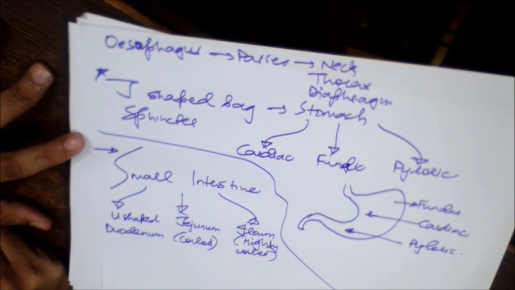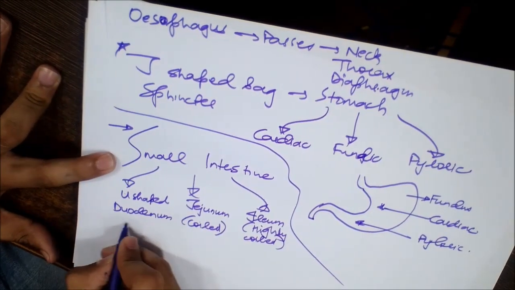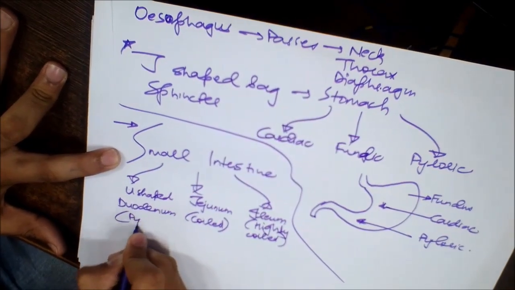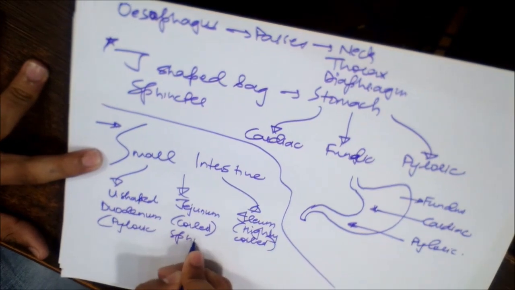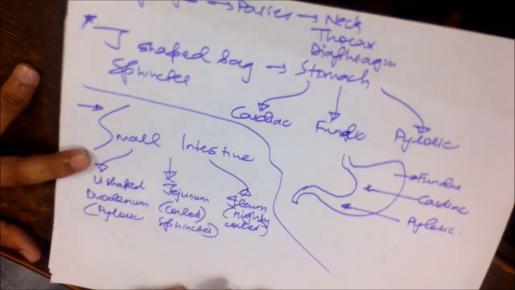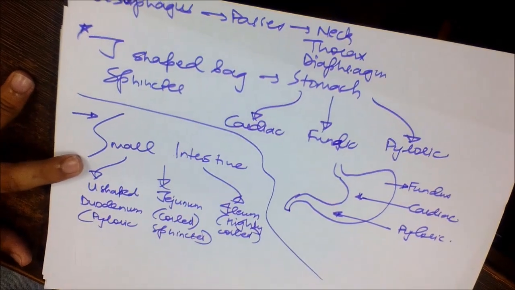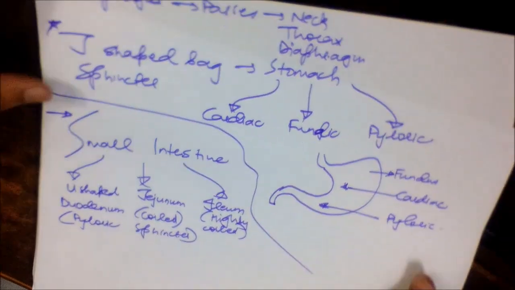The opening of the stomach into the duodenum is guarded by a pyloric sphincter. The ileum, which is the lowermost part of the small intestine, opens into the large intestine, which consists of three parts again.